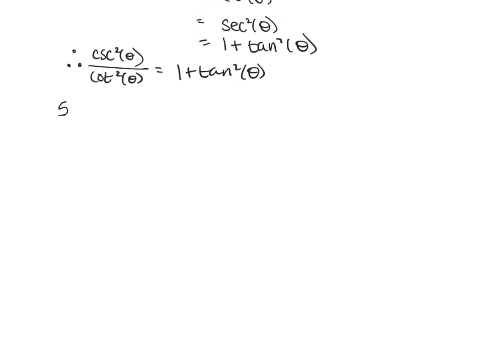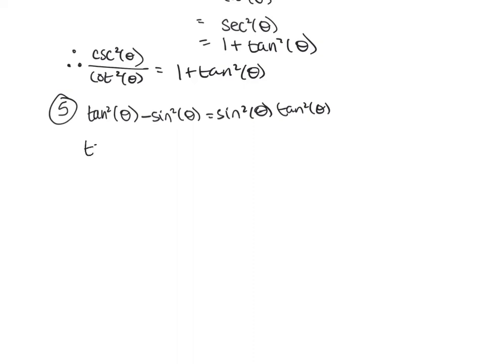Okay, problem number 5, last problem we're going to do together, is tangent squared theta minus sine squared theta is equal to sine squared theta times tangent squared theta. Okay, so both of these sides are fairly not great. So again, I'm just going to pick the right side of tangent squared theta minus sine squared theta.